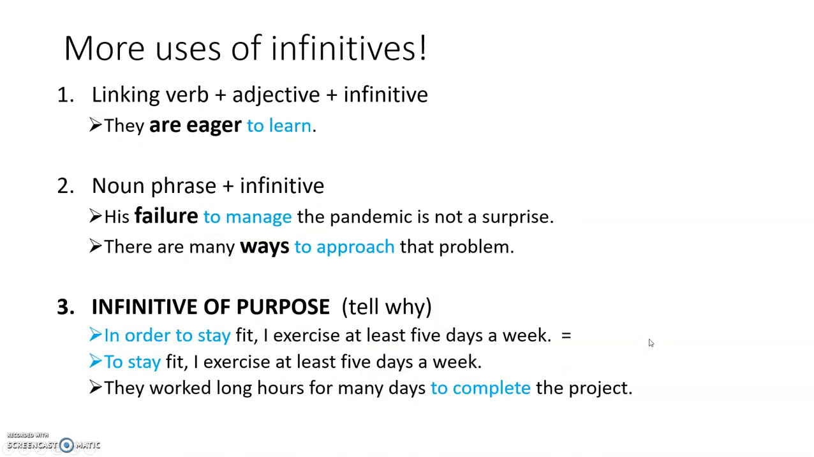Okay, here are even some more uses of infinitives involving adjectives, nouns, and your book has lists of these words, lists of adjectives, lists of nouns. I think number 3 is very, very common. Infinitive of purpose. When we tell why we do something, we do that all the time. We can use only infinitive, or notice the first example has in order to. It's the same idea. Both ways are fine. In order to stay fit, I exercise at least 5 days a week. Same idea, to stay fit. You can do either way. You can also put the infinitive towards the end of the sentence.